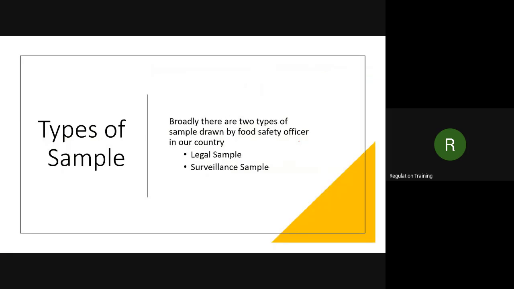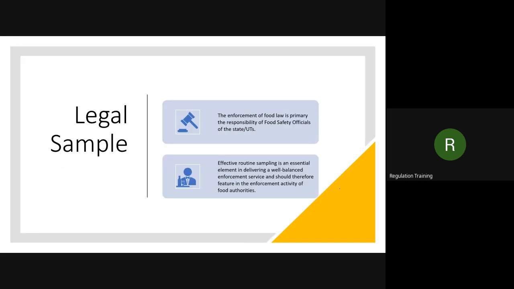So that is the objective. Now we already know there are two types of sample: legal sample and surveillance sample. There is no need to discuss it again now, but it will be discussed again and again. So what is the legal sample? It is the enforcement sample. Legal sample means enforcement sample. The enforcement of the food law is primarily the responsibility of the food safety officers of the states and union territories.